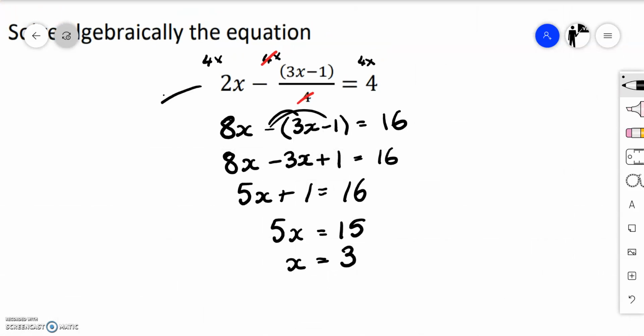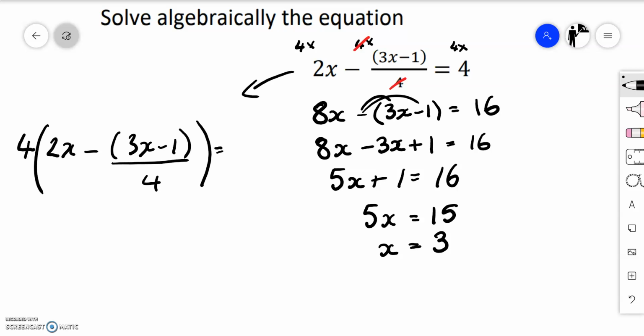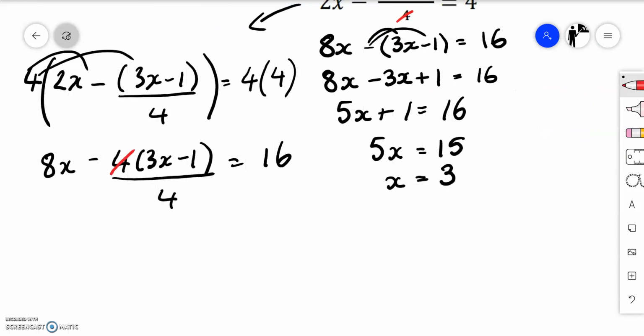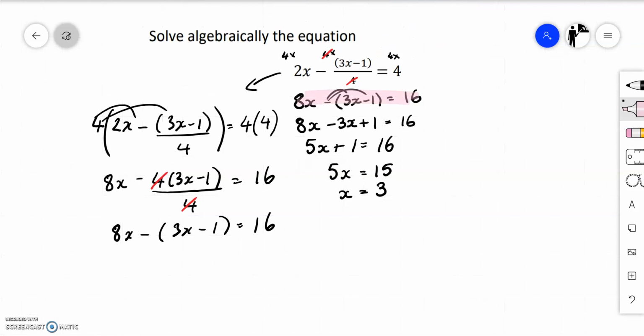I'm maybe going to show this first step a bit differently once again. So what we said there is that we've multiplied both sides by 4. So technically what we've done is we multiplied the left by 4 and the right by 4. We did the same to both sides. So we did 4 times 2x, which was 8x. And then we did 4 times this, that's minus 4 lots of (3x minus 1) over 4 is equal to 16. And then we can see here that we had that simplification of the 4's. So that gave us our 8x minus (3x minus 1) is equal to 16. Okay, so we tried to kind of condense that into one line of working, but if you need to do it and show your steps a wee bit more clearly, no problem at all.